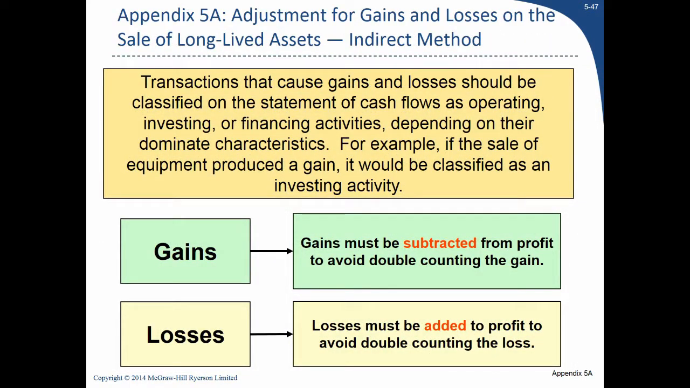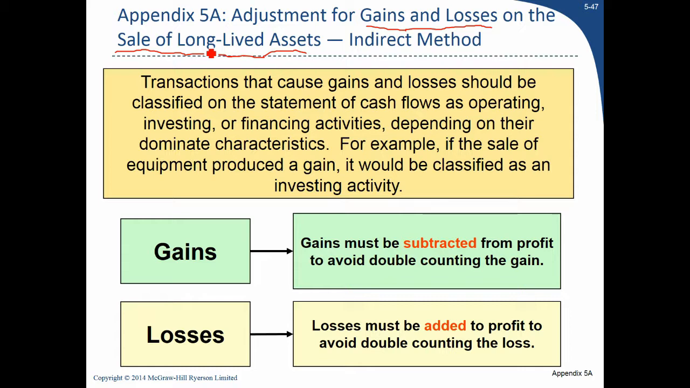Okay, so this is the last section. It's a little bit tough. I know it's an appendix, but we need to know it. So we're looking at adjustments for gains and losses on the sale of long-lived assets under the indirect method. So this is just the sale of property, plant, and equipment. Okay, remember gains and losses are different than revenues and expenses from operating activities because gains and losses are non-recurring, they're one-time, they're not part of our normal operations, right?